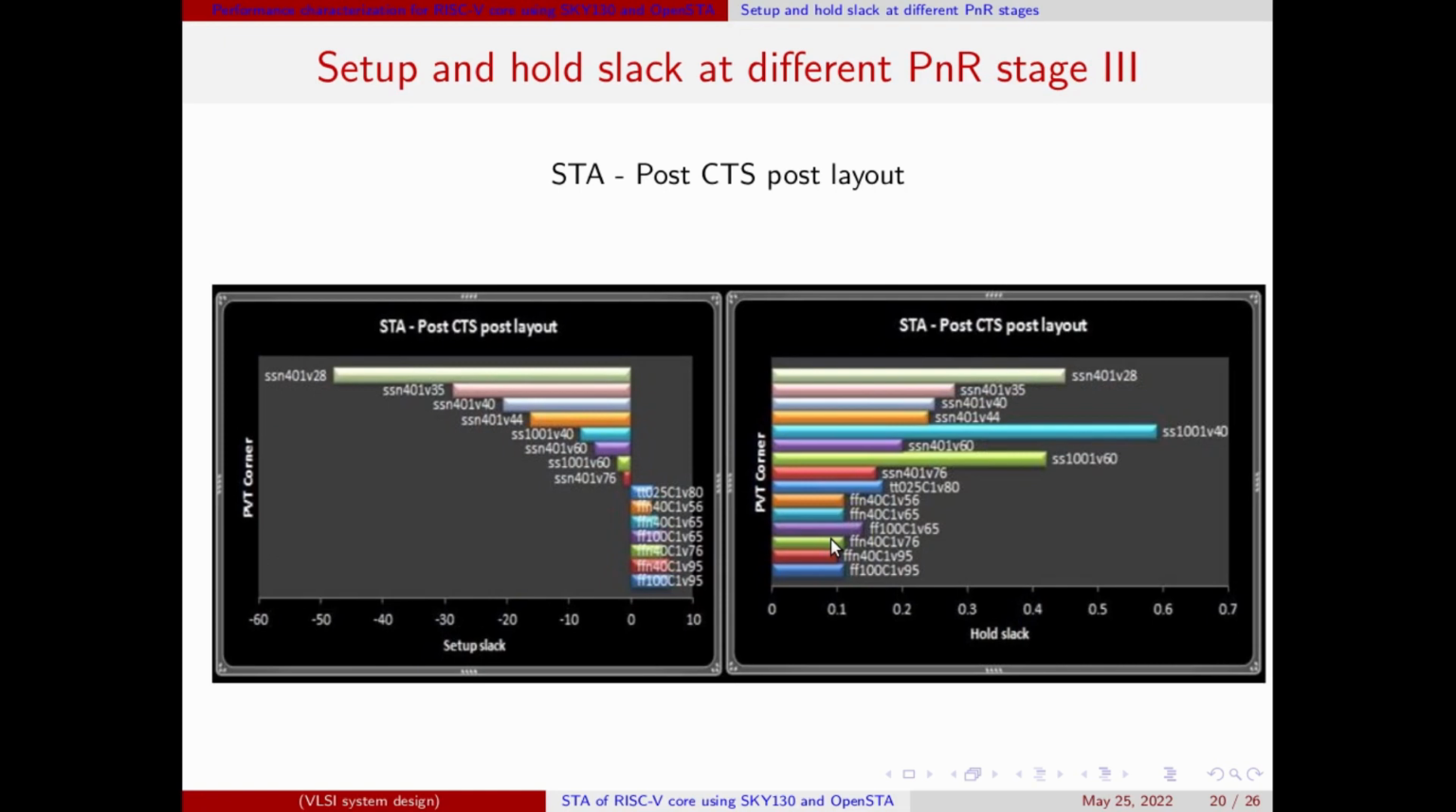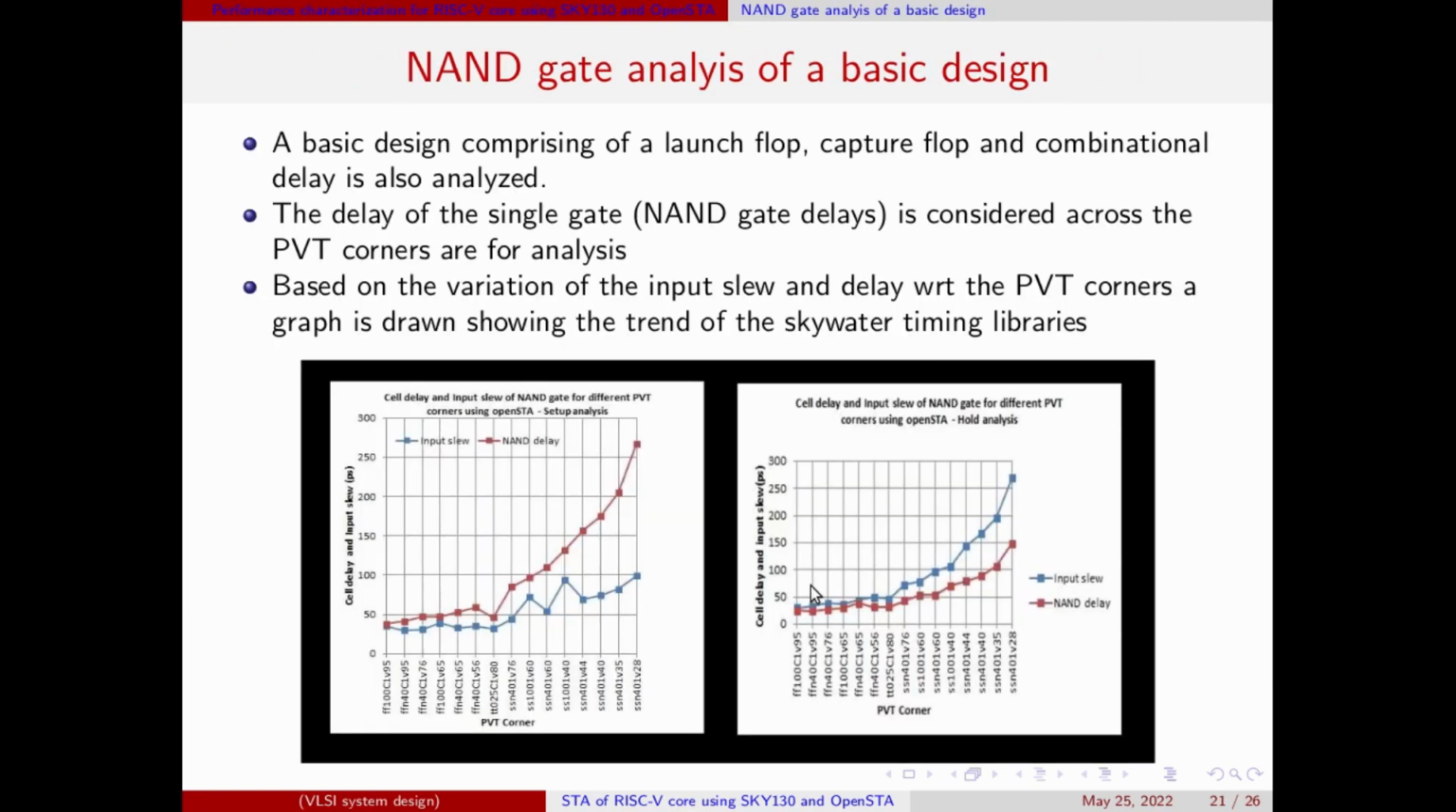And then this is the post CTS post layout. Here in this case also, we can see in case of setup slack, the best corner is the FF, and the worst corner is the SS. And so also for the hold slack, the best corners are across the SS and the worst are across the FF.